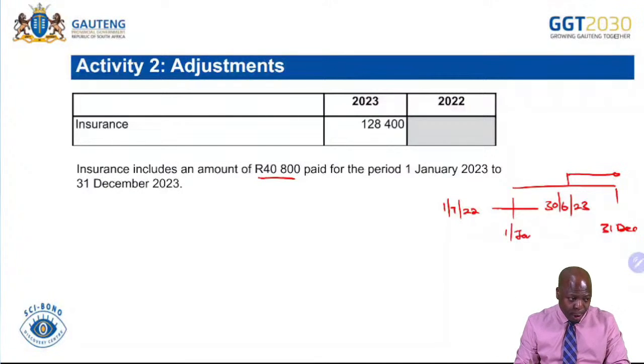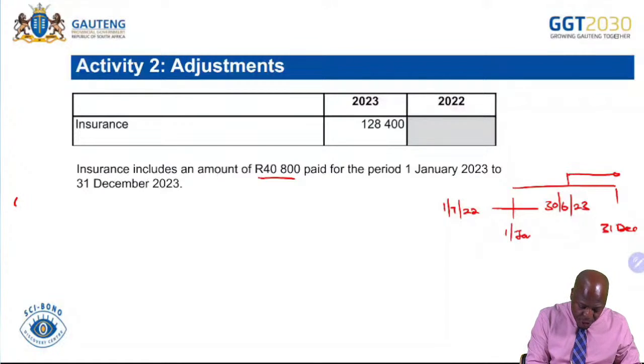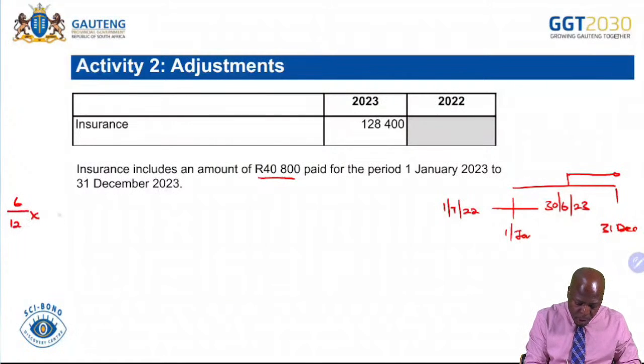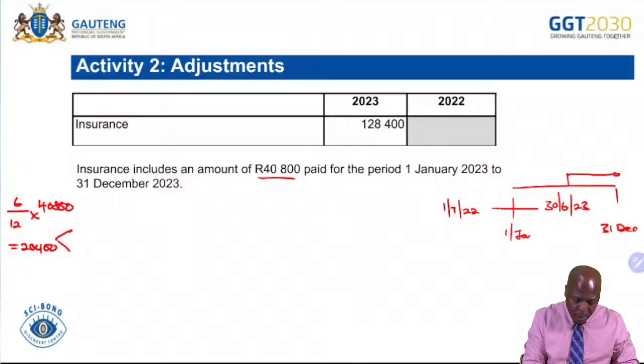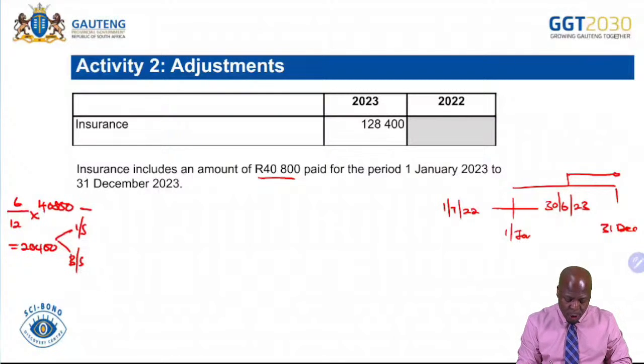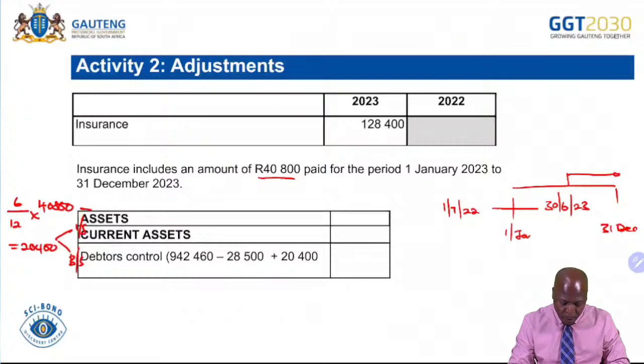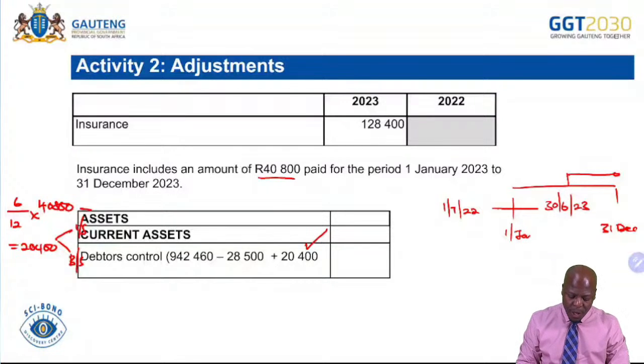And how many months are those going to be? You have your 6 months over 12 multiplied by the 40,800, and that will give you 20,400. What was that? Prepaid expense, income statement, and balance sheet. In the income statement, it's a minus. In the balance sheet, we take it to trade and other receivables. Hence, you will see plus 20,400 because it is receivable, a prepaid expense. Can I move on? All right, let's go on to the next one.